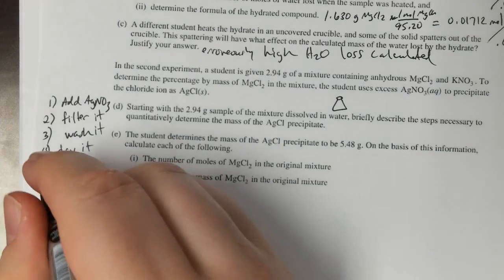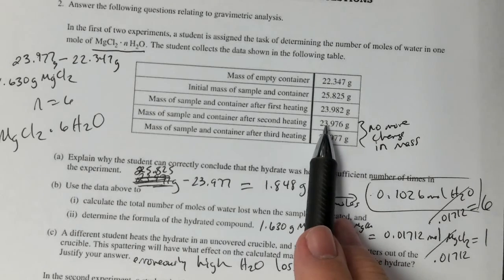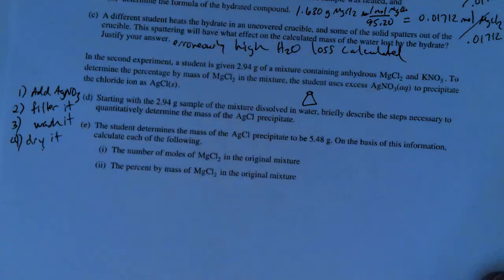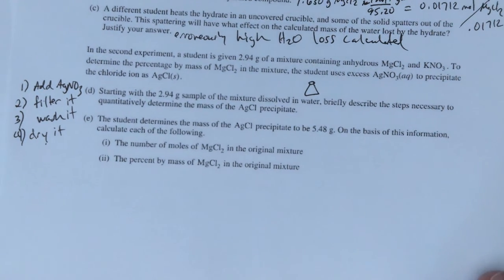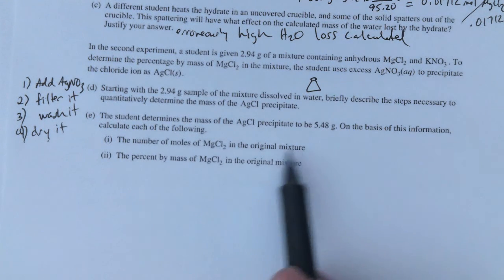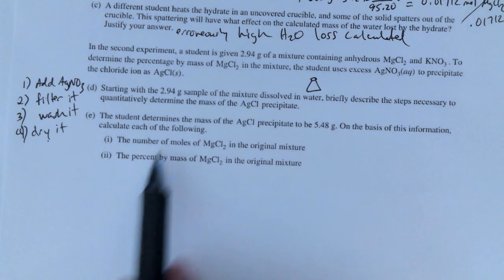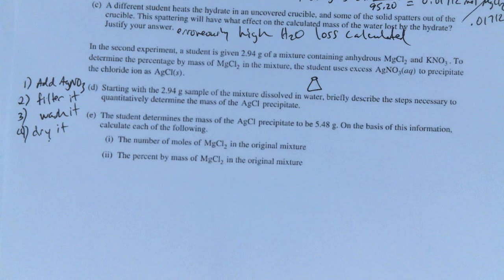And then finally, drying it. Everyone kind of knows to dry it. That takes us back up to here. Okay, we dry it to get rid of all the water so that we know the mass. And those are your big steps. Filter, wash, dry. And then part E, the student determines the mass of silver chloride precipitate to be 5.48 grams. On the basis of this information, calculate each of the following.